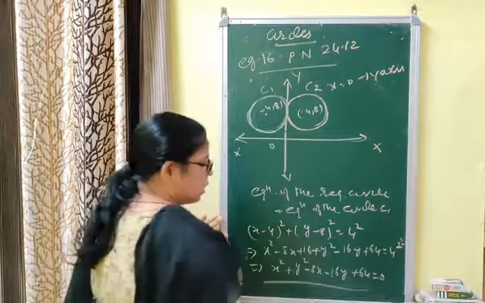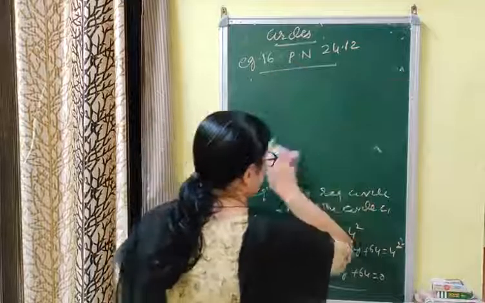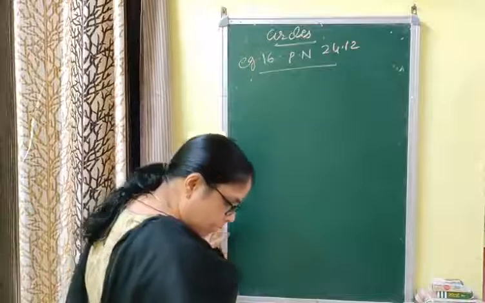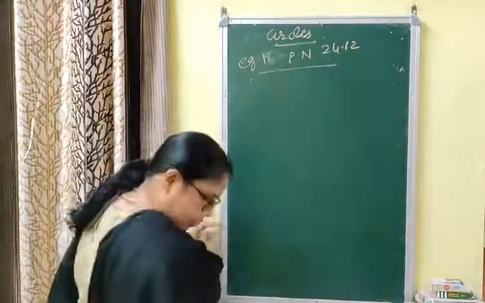This is the equation of the image of the given circle by the line mirror x equal to 0, that is the y-axis. Next question is example 18 of the same page number. I am reading the question.